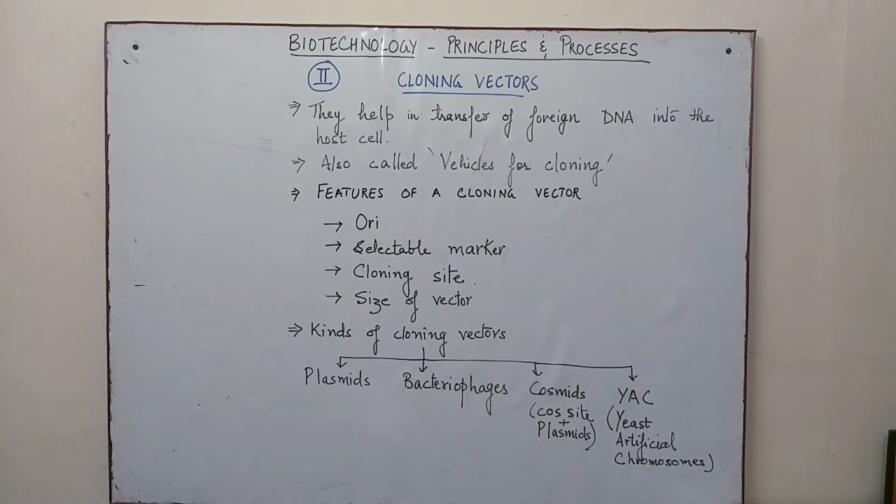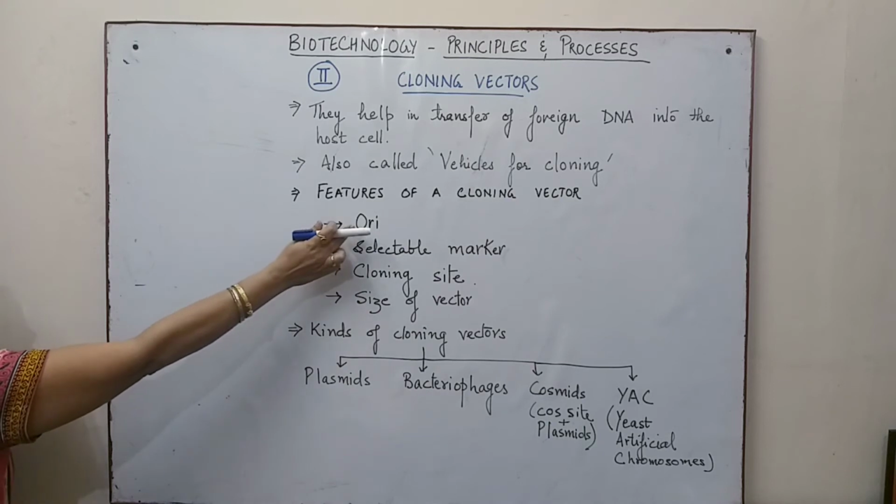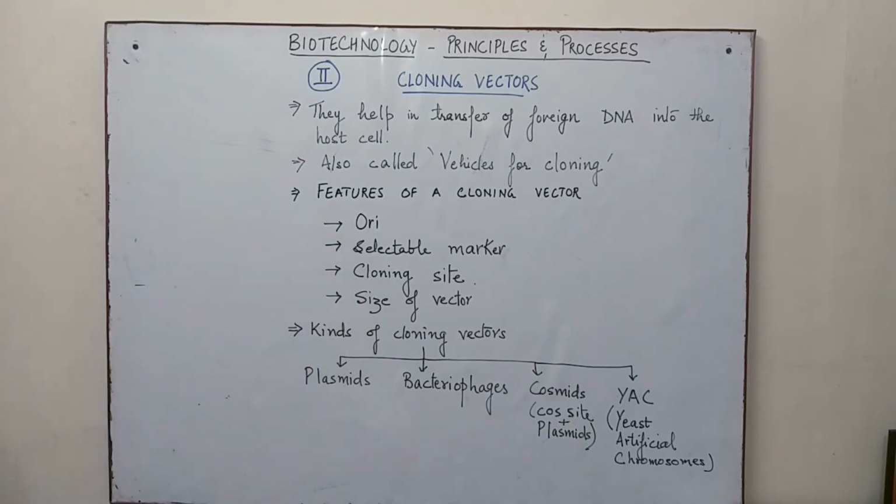Any piece of alien DNA, any piece of foreign DNA, if it is incorporated in this site, will be able to replicate or make multiple copies. So it is cloning, within the host cell. This sequence is also responsible for the copy number of the foreign DNA inserted into the host cell. So this cloning vector should have an ORI site.